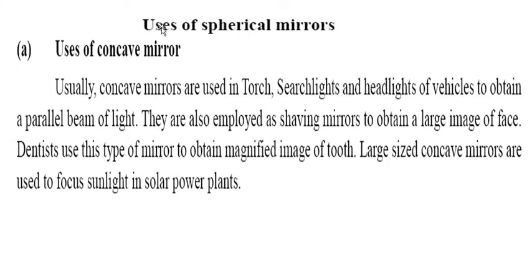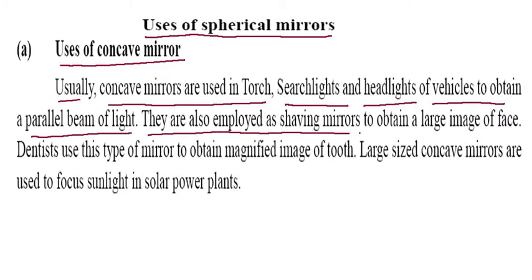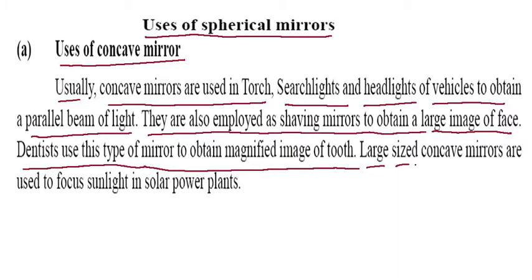Now uses of spherical mirror. First, uses of concave mirror. Usually concave mirrors are used in torches, searchlights and headlights of vehicles to obtain a parallel beam of light. They are also employed as shaving mirrors to obtain a large image of the face. Dentists use this type of mirror to obtain a magnified image of teeth. Large size concave mirrors are used to focus sunlight in solar power plants. So these are the uses of concave mirror.